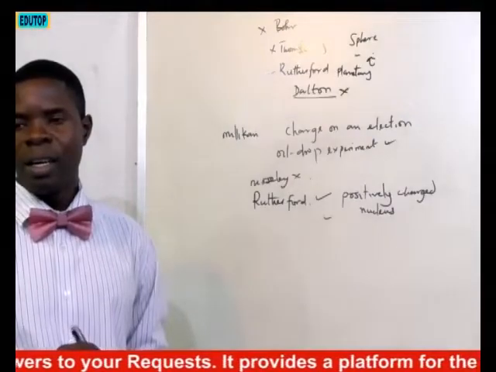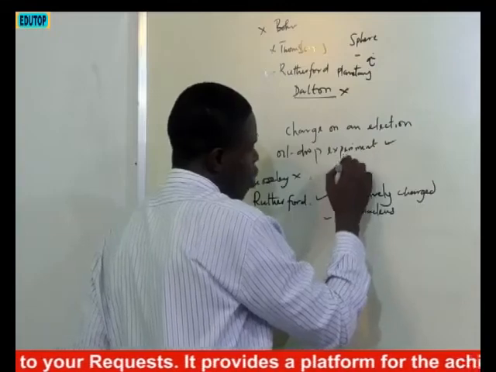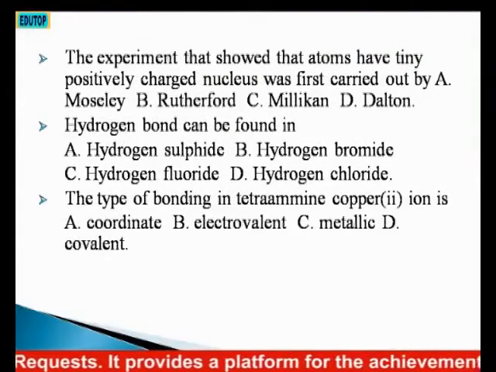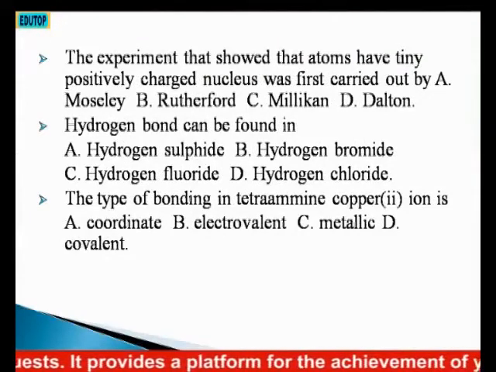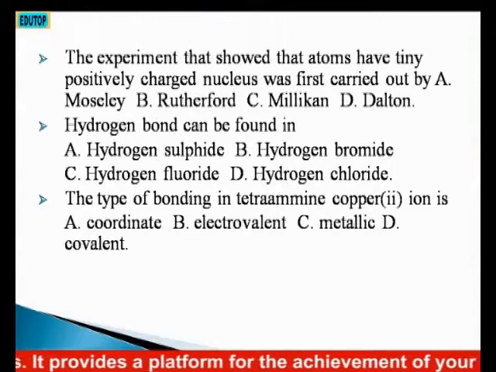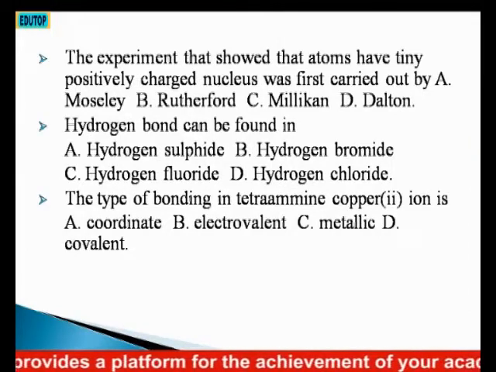Then Dalton only worked on what? Atomic theory. So the suitable answer to that particular question is what? Rutherford. And that will definitely be option B.